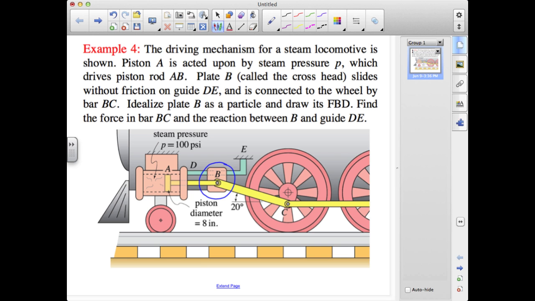We note that member BC is pin connected at both ends. We're going to assume that the load that's transmitted by BC is large compared to any weight that it has, and so because it's pin connected at both ends and we can ignore any intermediate forces, this will turn out to be a two-force member, and so the force that's transmitted by BC will be along its geometry. Finally, we're told that plate B slides without friction on guide DE, so we will replace the guide with a force normal to DE, or if we use a conventional XY coordinate system, a force in the Y direction.